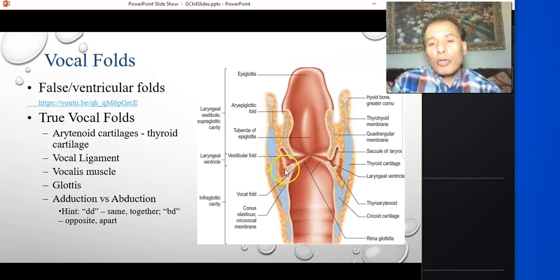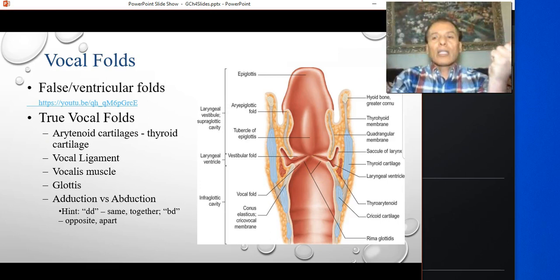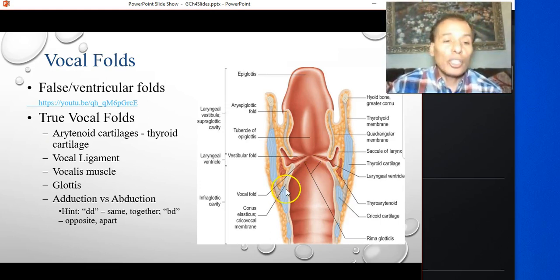The process of bringing the vocal folds together to close them is called adduction, like adding them up. The process of bringing them apart is called abduction, like taking them away from each other.